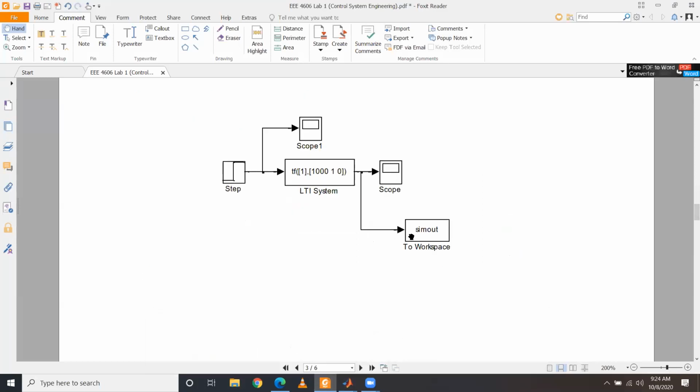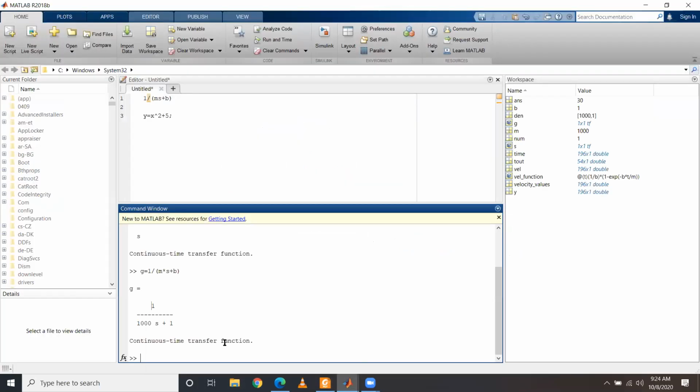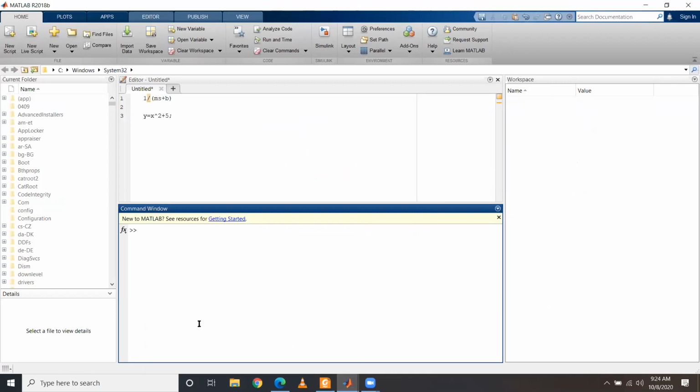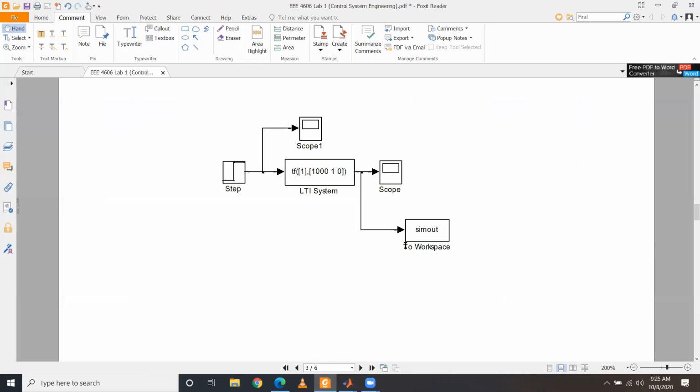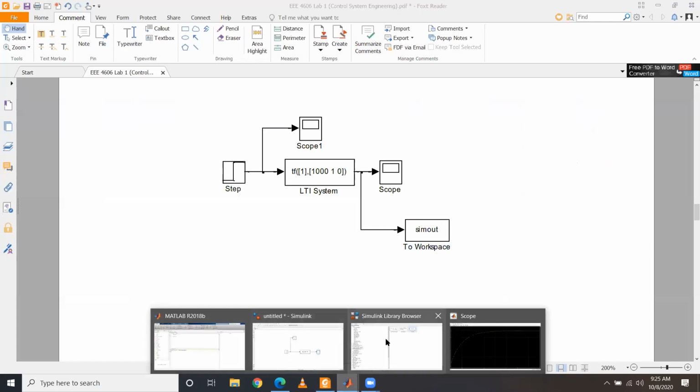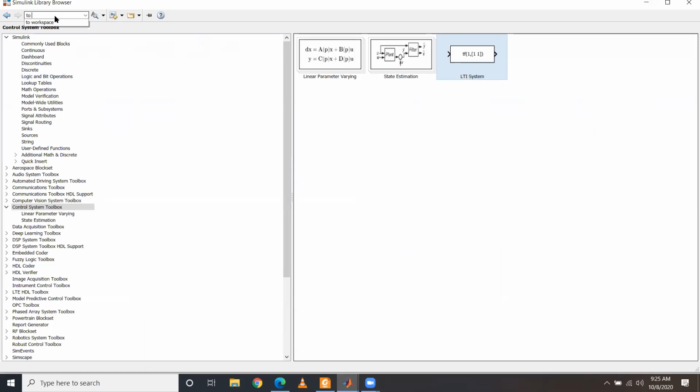Next, we add a new block, which is the To Workspace block. You can already tell by the name of this block that its function is to transfer the data from Simulink to the MATLAB workspace. So what is the MATLAB workspace? If you go to MATLAB, you see that any variable or value you have will always be stored in the workspace. Yes, sir. So this is the MATLAB workspace. So clear all your previous data for clarity. Right? So the To Workspace block's function is to transfer the data from Simulink to the workspace. So add that block, go there and type To Workspace.